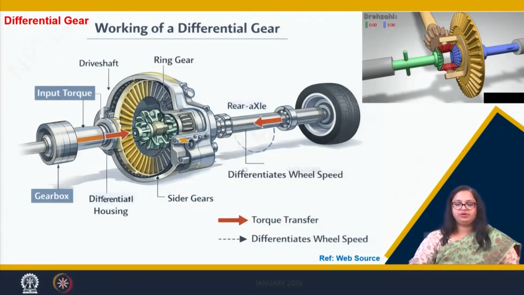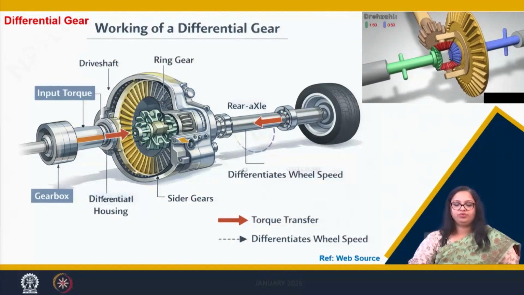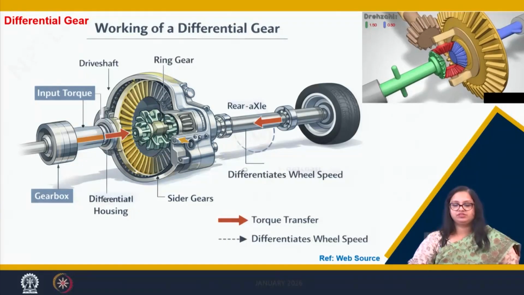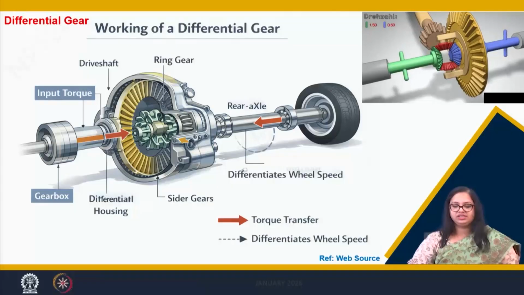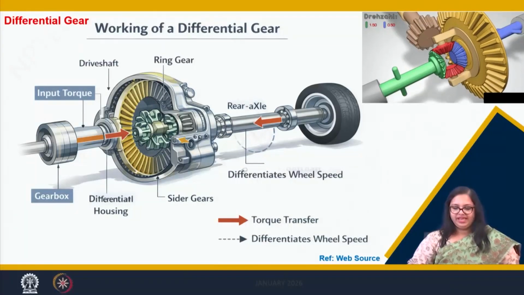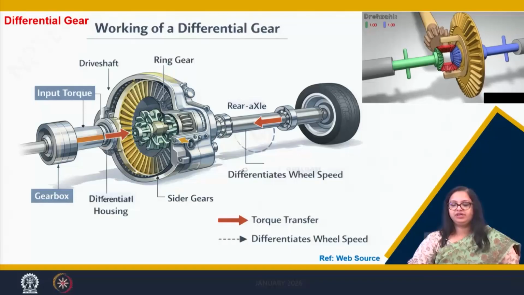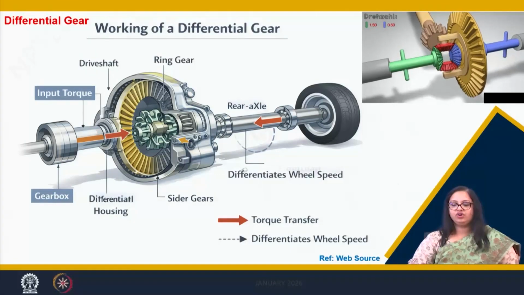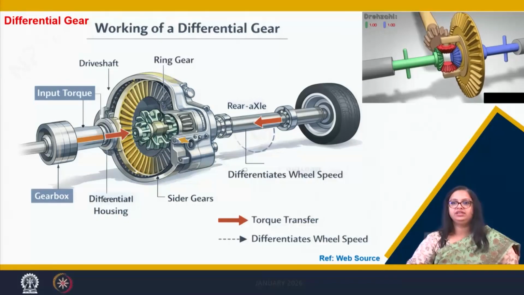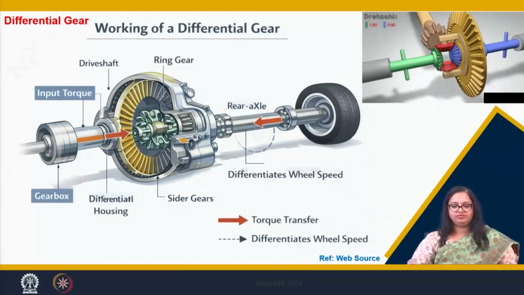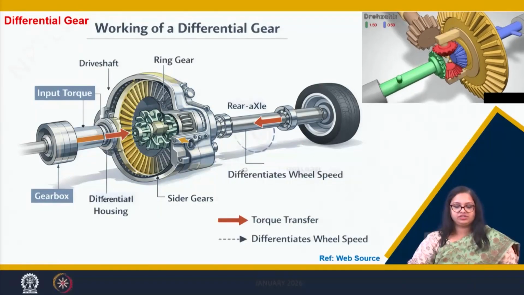Now, another important component in this power transmission system is the differential gear. What do we see in this differential gear? It helps in transmitting the power at 90 degrees, and it also helps the vehicle take a turn. So, let us first understand how this differential is made.